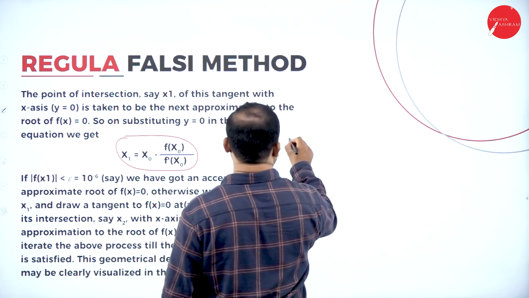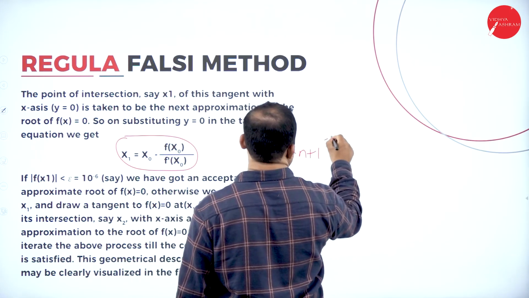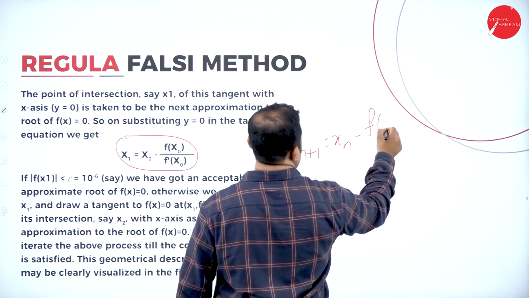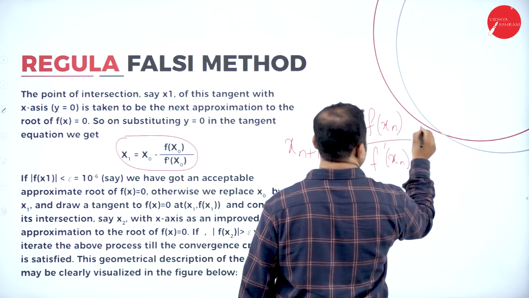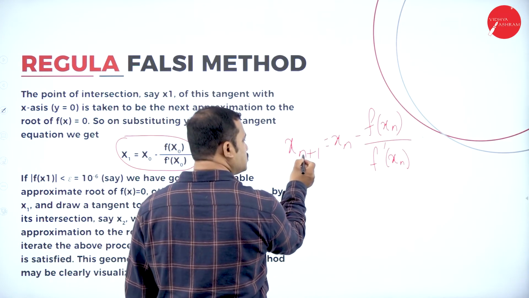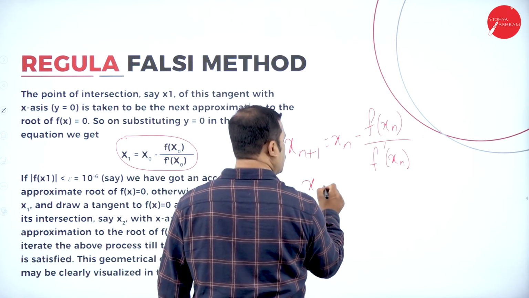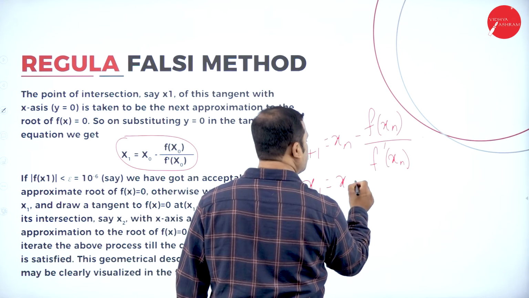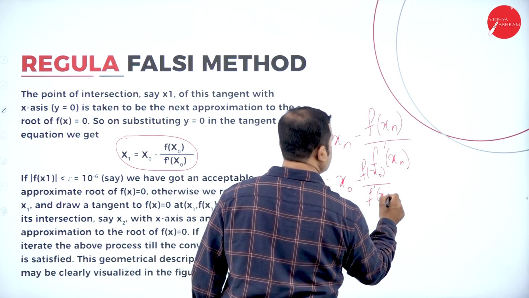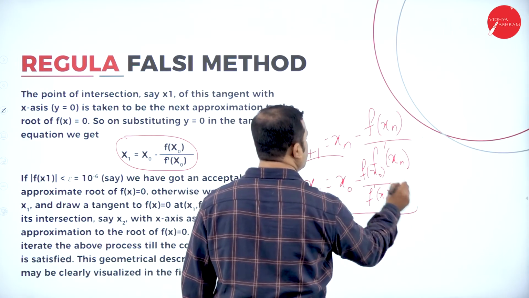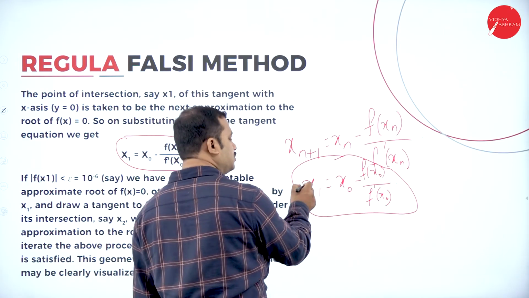How can I write down that? x_{n+1} = x_n - f(x_n) / f'(x_n). This is the formula I am using. If n equals 0, this becomes x1 = x0 - f(x0) / f'(x0). So this is the formula I am using for finding the values during the first iteration.